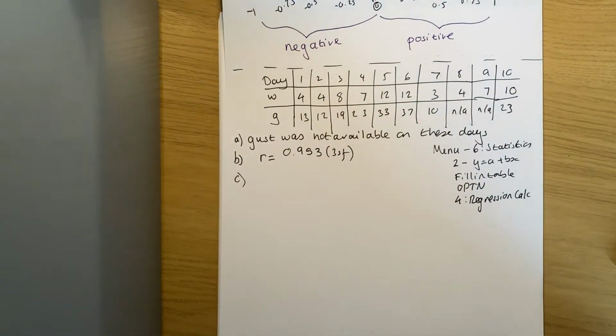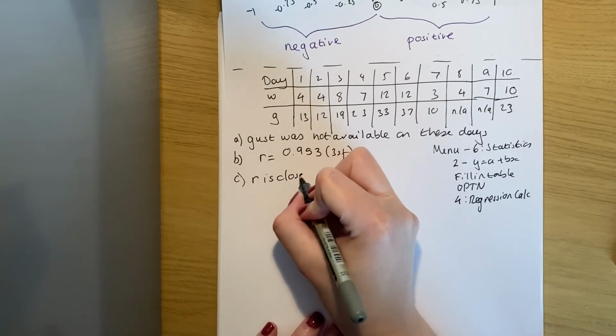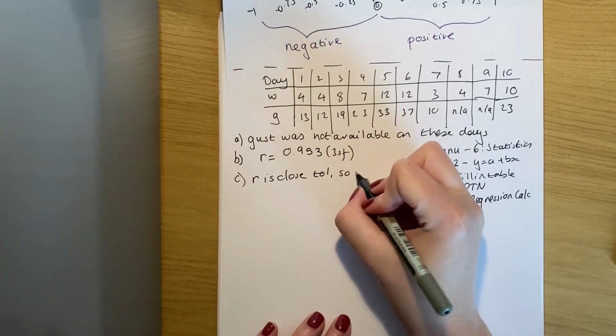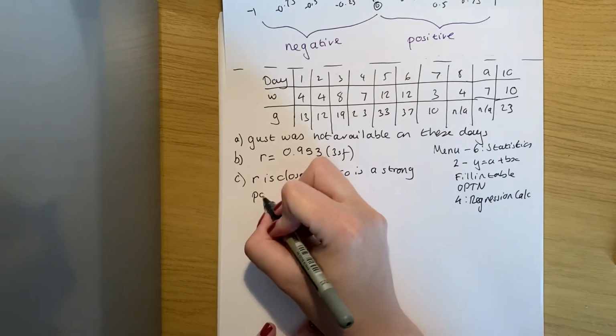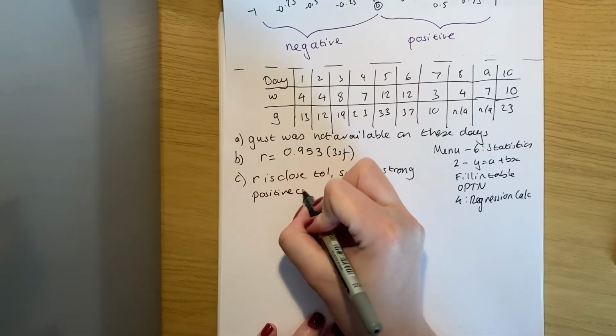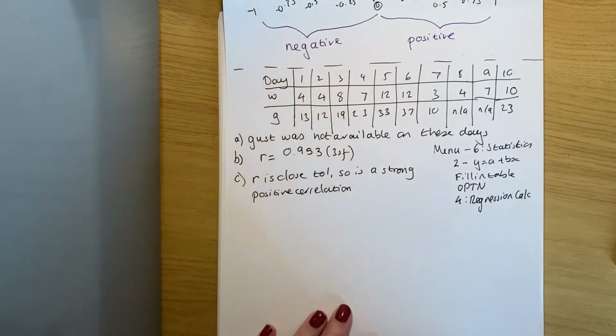With reference to your answer to part B, comment on the suitability of a linear regression model for this data. So R is close to 1, so it is a strong positive correlation. Now actually, the word positive probably could be eliminated, in terms of actually the importance is it's a strong correlation.